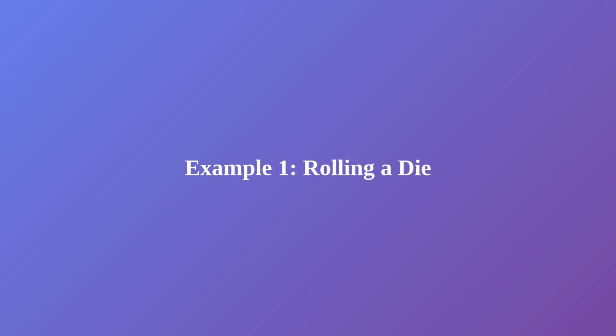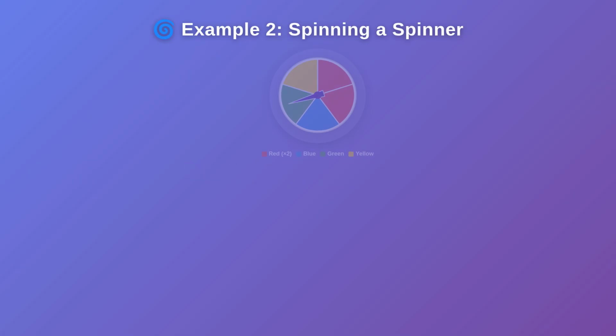Her experimental probability is 7 out of 30, which equals about 23.3%. Different from 16.7%, but with only 30 rolls, that's totally expected.